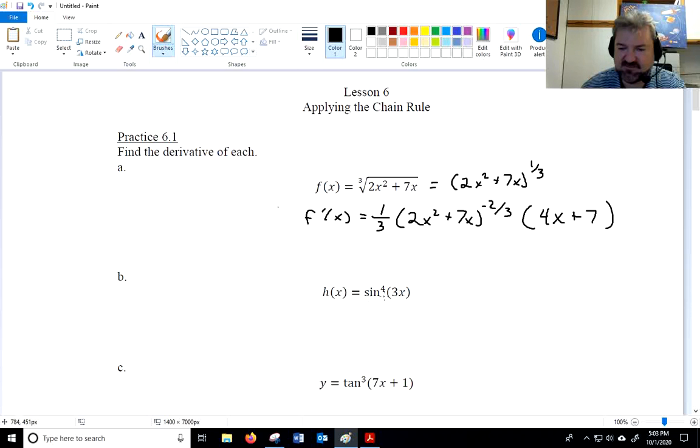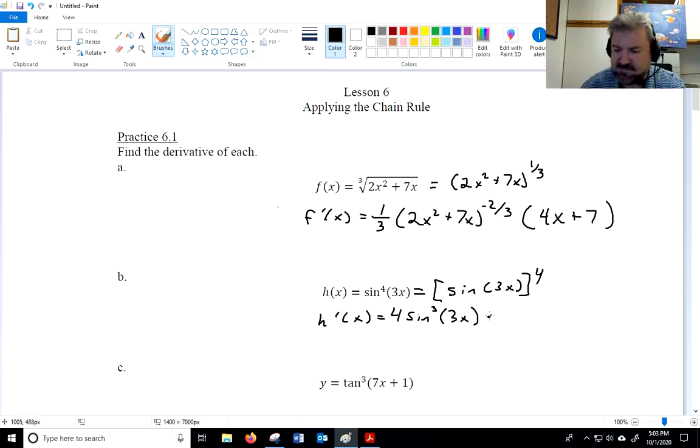All right, let's do h of x equals sine to the 4th of 3x. So that needs to be rewritten as sine of 3x all inside a 4th power. So h prime of x is equal to 4 times the sine. If you don't mind, I'll go ahead and put the exponent back here now. It goes down to a 3. Now I have to multiply by the derivative of the inside, which is cosine of u, which is 3x, times u prime, which is 3.